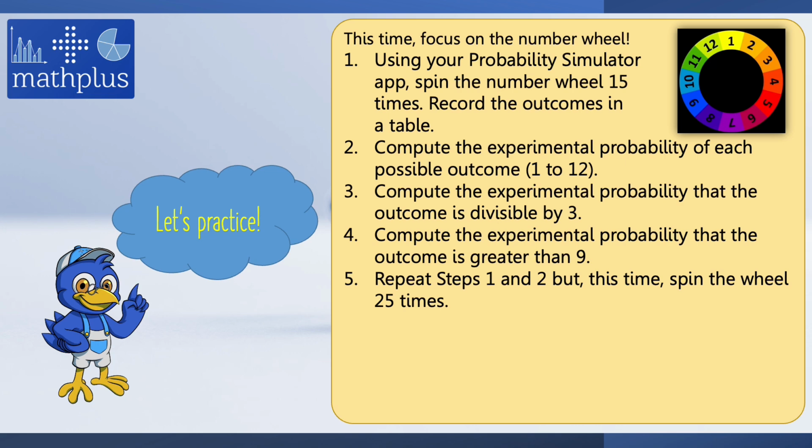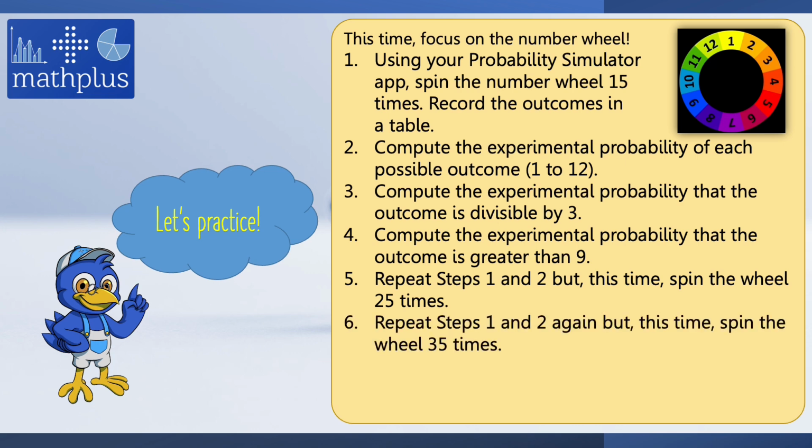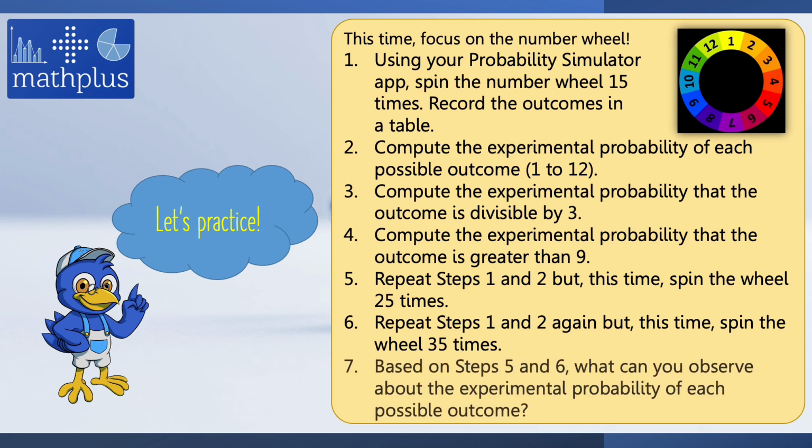In step 5, you have to repeat steps 1 and 2, but this time you have to spin the wheel 25 times. And again, repeat steps 1 and 2, but this time spin the wheel 35 times. Based on steps 5 and 6, what can you observe about the experimental probability of each possible outcome?